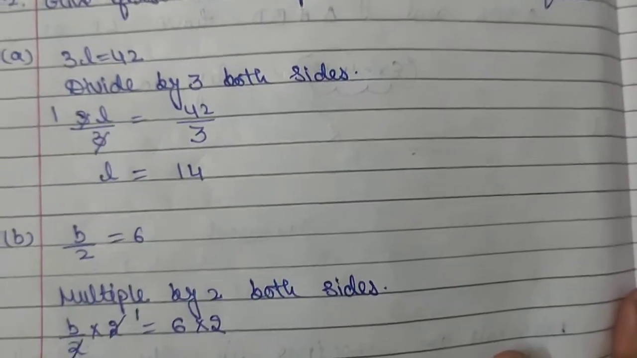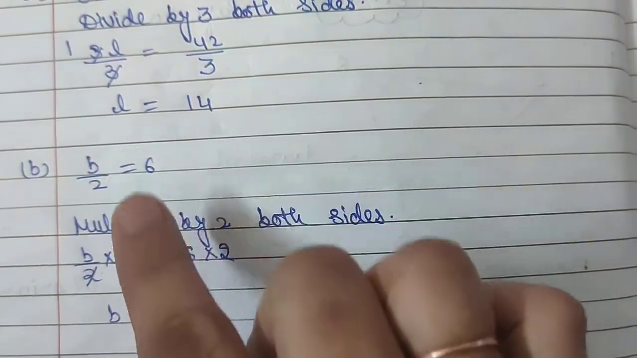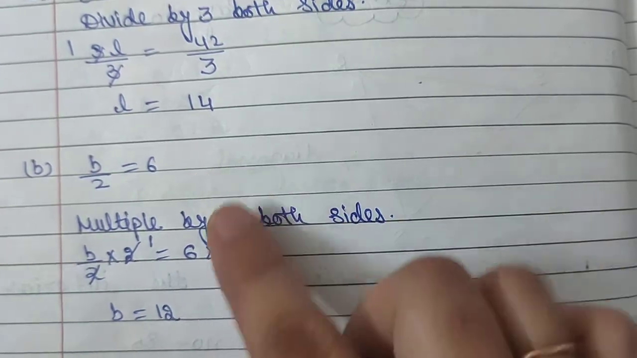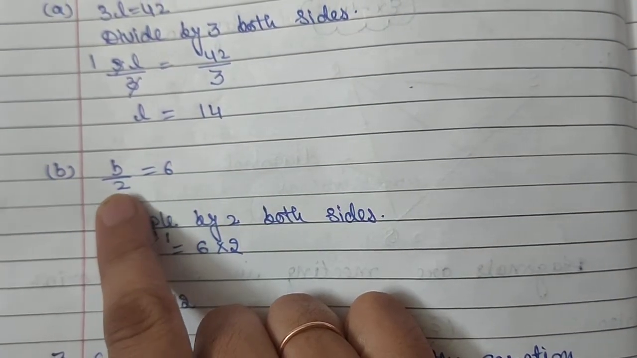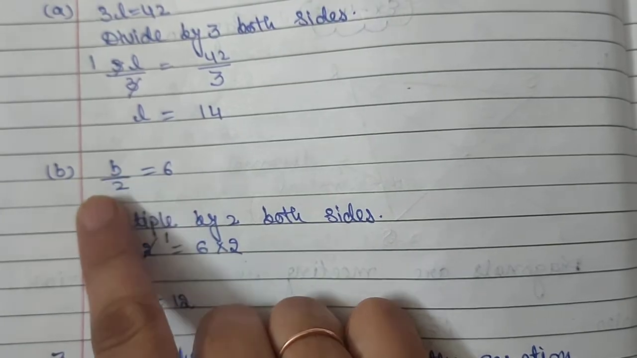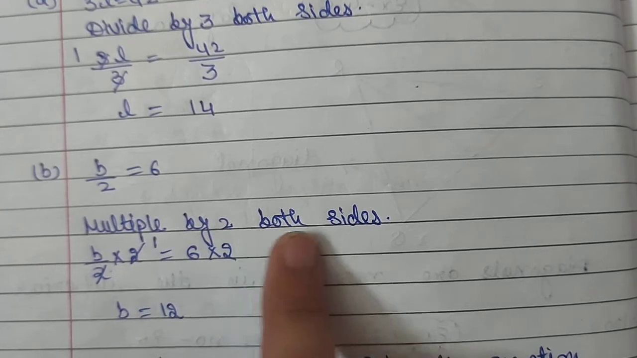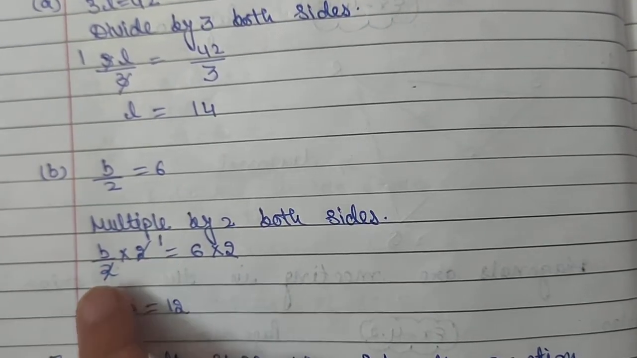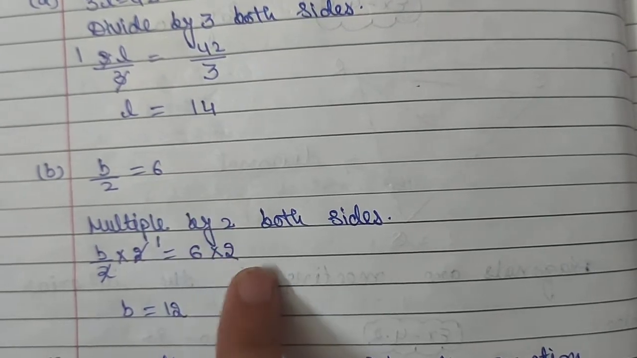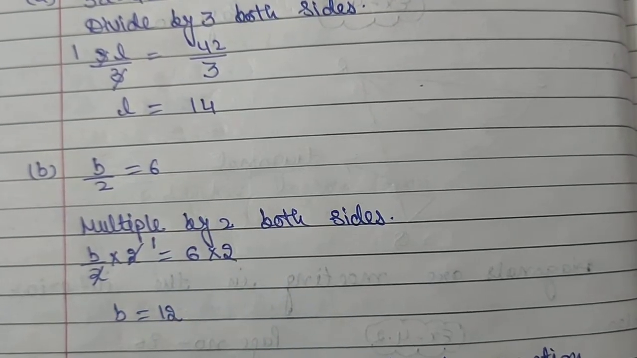Next is the B part. Now in this B part, b upon 2 equals to 6. Now we have to find the value of b only. So here is b divided by 2. So we have to multiply by 2 both the sides. So b upon 2 multiplied by 2 equals to 6 multiplied by 2. We will apply the opposite operation.